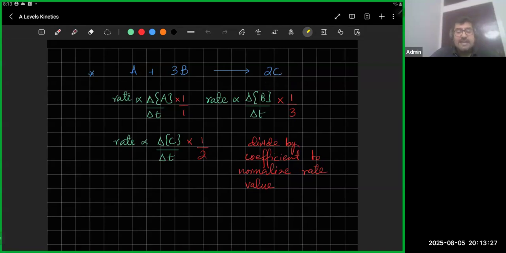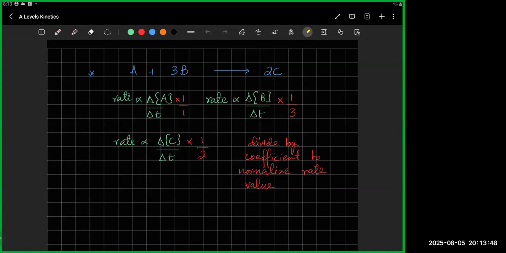So since it's the same exact reaction, you can pick any reactant or product and measure the change in concentration with respect to time. But you've got to normalize it. You have to divide by the coefficient to normalize the rate value. Okay? Is this also clear? Nala, is it clear? Yes Baba? Sir, it's clear. Okay.